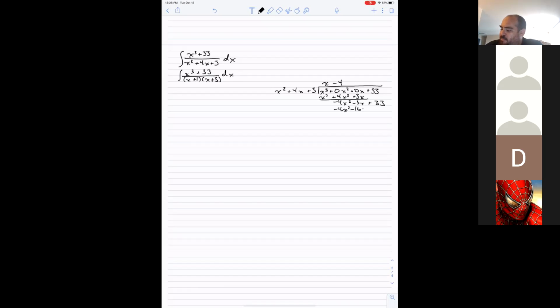On the other hand, if I am making a mistake, someone please catch me. But this looks familiar. So there's the long division. So what does that tell me that my integral needs to be transformed into? How do I need to rewrite this integral?